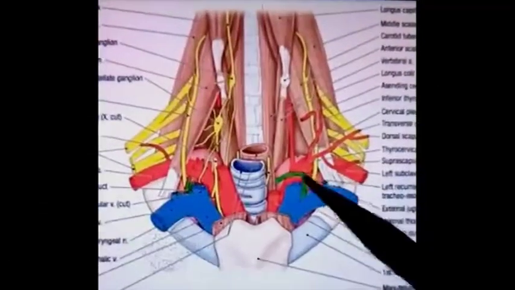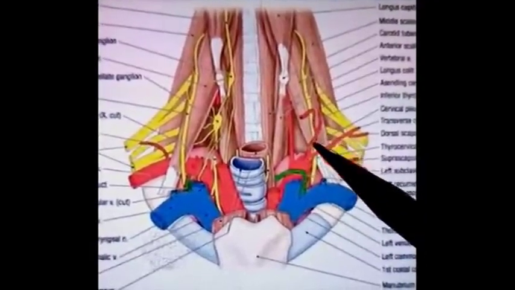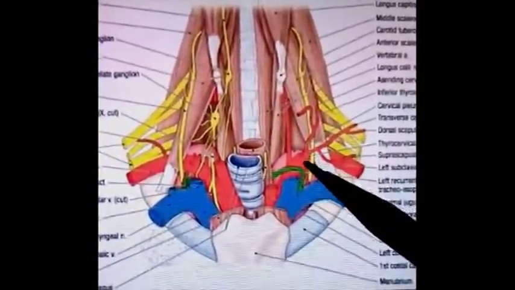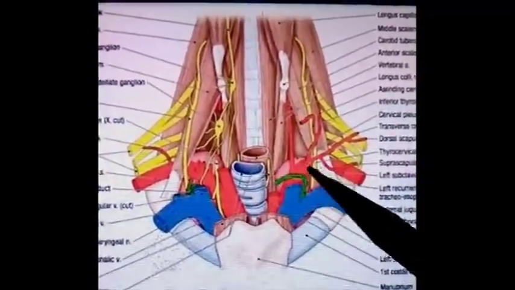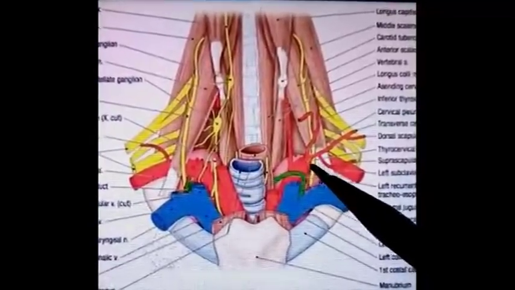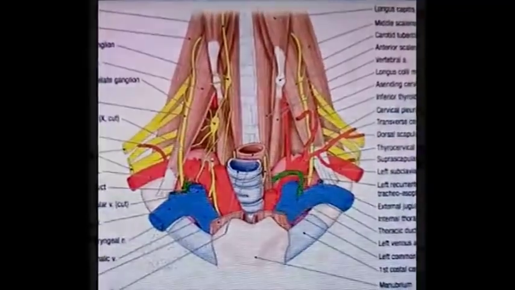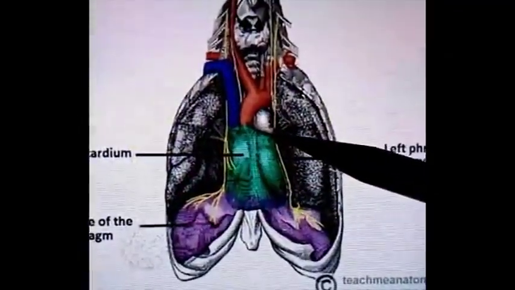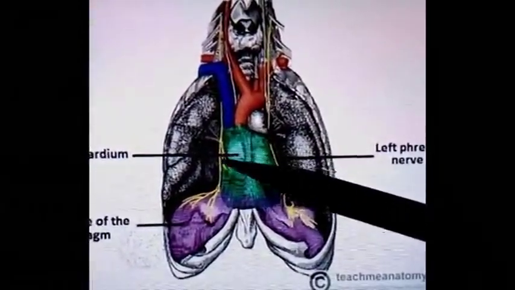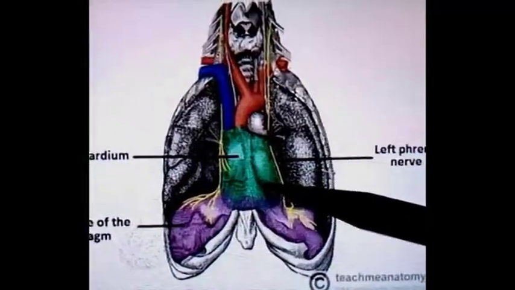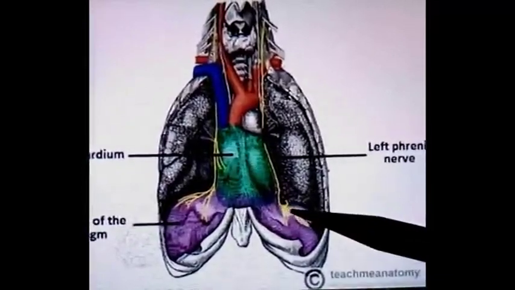On the left side, the nerve leaves the anterior surface of scalenus anterior at a higher level and then crosses in front of the first part of the subclavian artery. This is the subclavian artery. So in front of its first part, the phrenic nerve is crossing on the left side. Then in the thorax area, the nerve crosses on both sides of the pericardium, and in its course it gives branches to the pericardium also, and then reaches the diaphragm and supplies it.